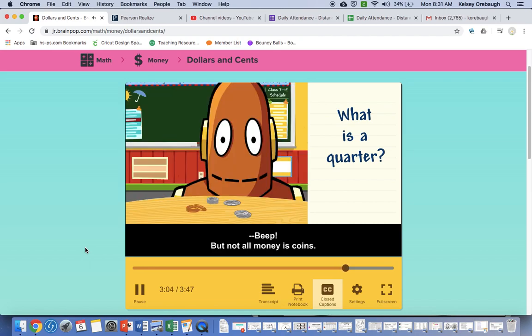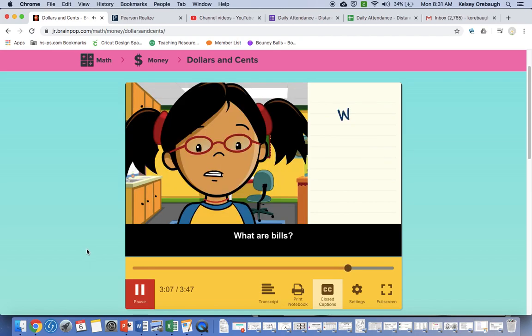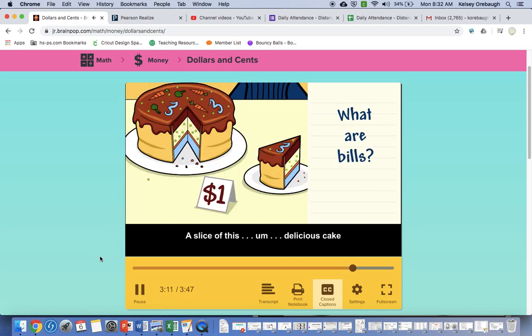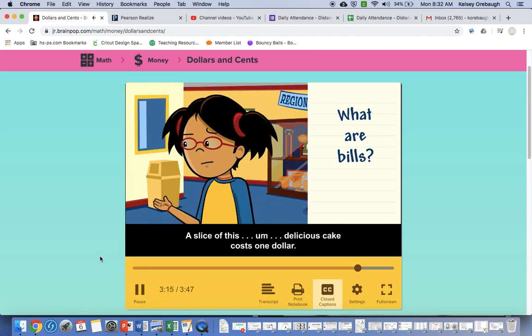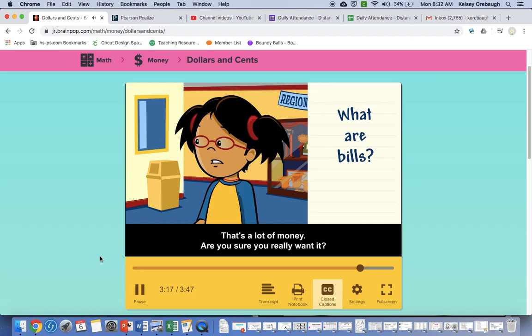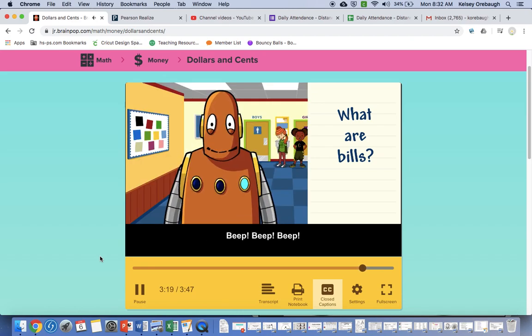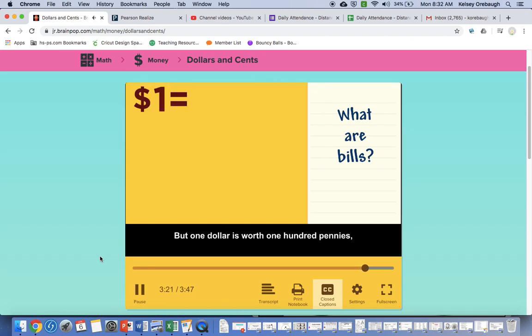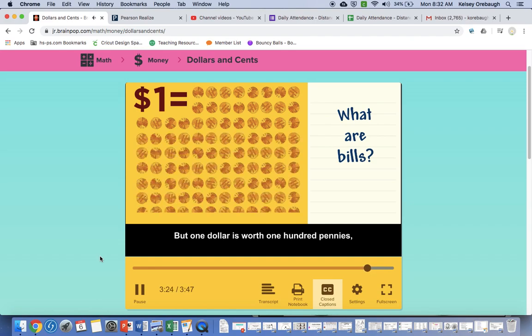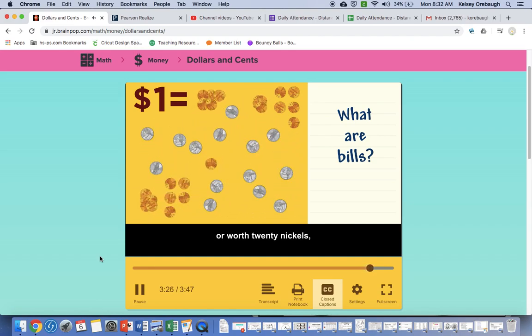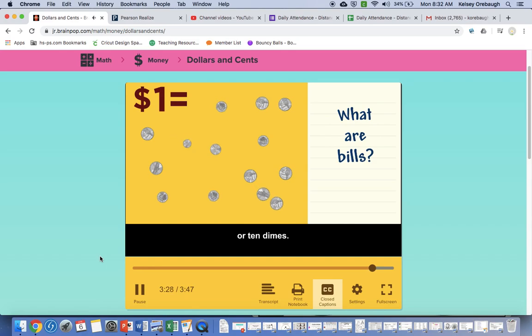But not all money is coins. What are bills? A slice of this delicious cake costs $1. That's a lot of money. Are you sure you really want it? But $1 is worth 100 pennies, or 20 nickels, or 10 dimes.